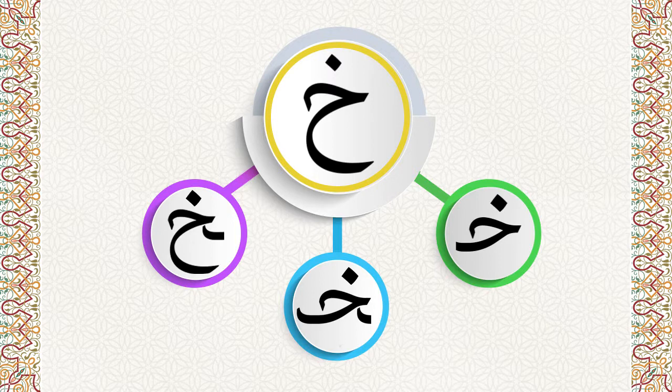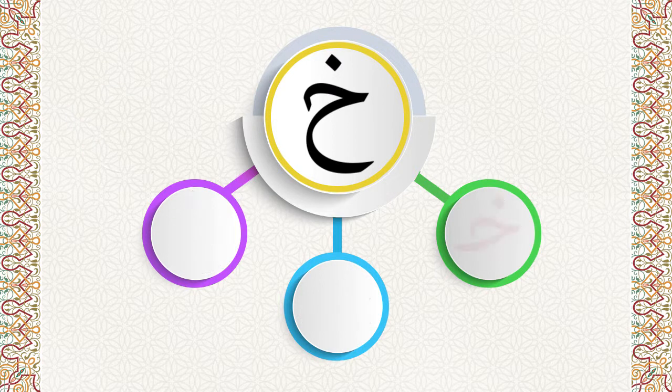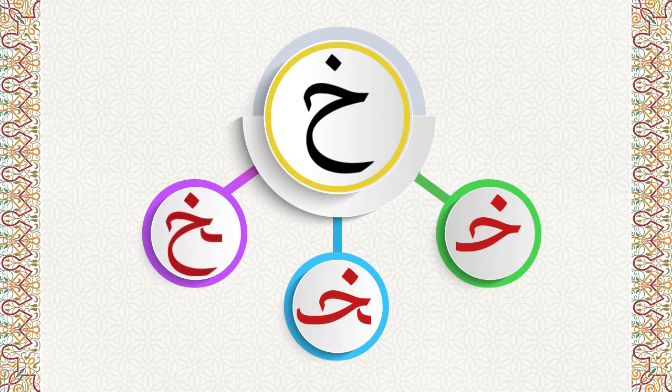And the third shape of the Kha is used at the end of the letter. The same shape looks like the original shape: akh. These three shapes of the Kha are the beginning of the letter, the middle of the letter, and the end of the letter, with examples.